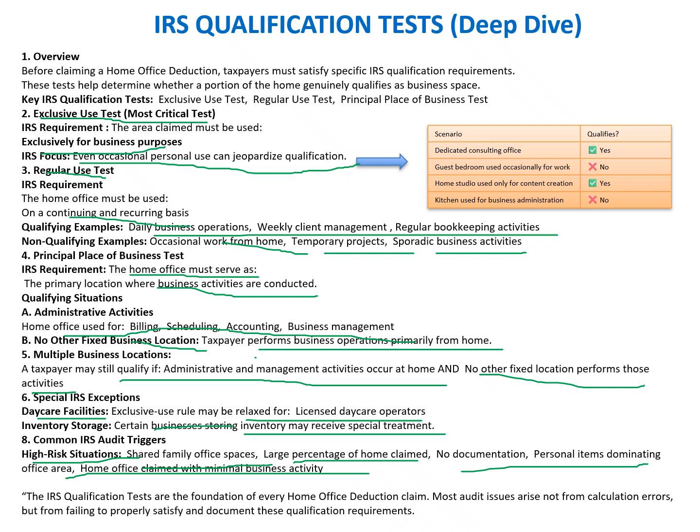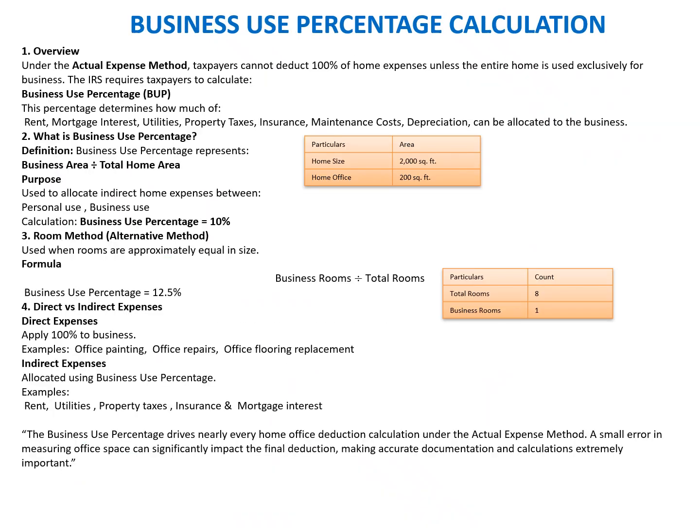So, the IRS qualification tests are the foundation of every home office deduction claim. Most audit issues arise not from calculation errors, but from not properly satisfying and documenting that the qualifying requirements for claiming the home deduction are met. Which means that the person who claims the deduction has to maintain all the documents, so that whenever the IRS requires them for scrutiny, they can be produced and the deduction can be claimed without any hassles. So we'll move to the next slide.